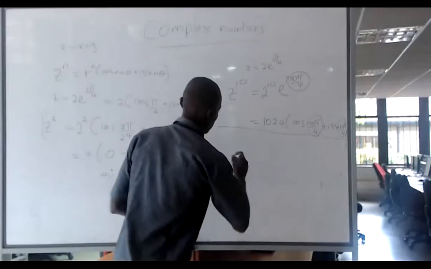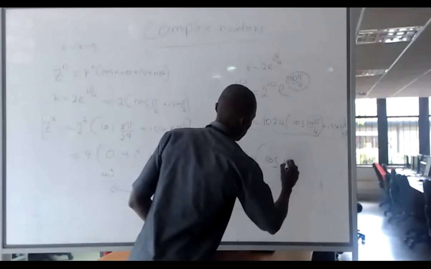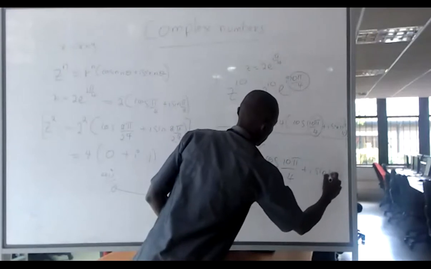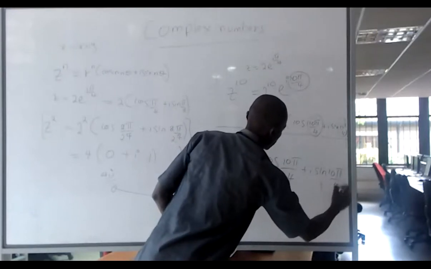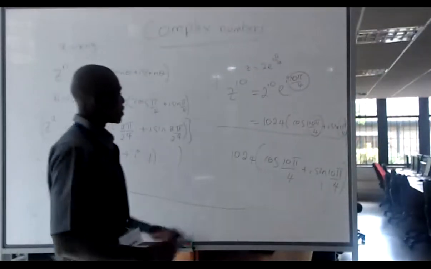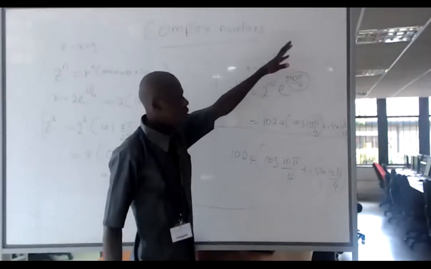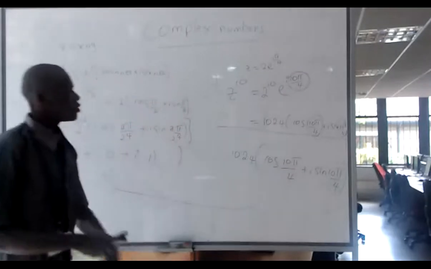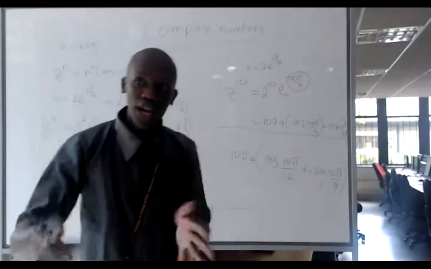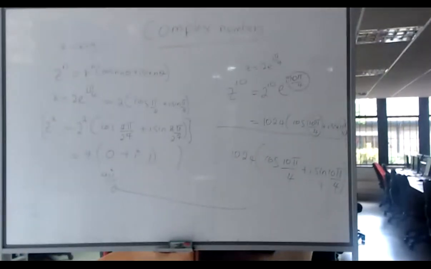It's the same thing. I have 1024 in brackets, cosine 10 pi divided by 4 plus I sine of 10 pi divided by 4. Raise r to 10, multiply the angle, also called the amplitude, by 10. If I give you, raise it to power 100,000, raise the radius to 100,000, multiply the angle by 100,000. Okay? It's as simple as that.